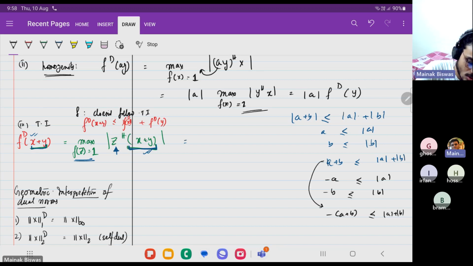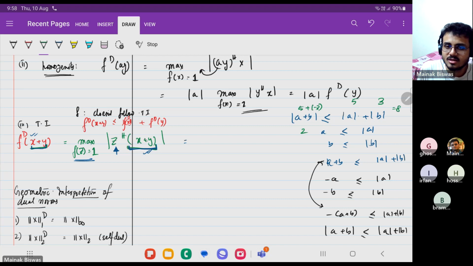And link this to a plus b being less than or equal to mod a plus mod b. I'll give you an example. Say 5 and minus 3. So if you add, what will you have on the left side? 2. But on the right side, you will have 5 plus 3 equal to 8. Is it okay? Is it clear?